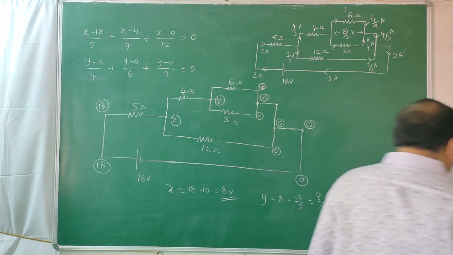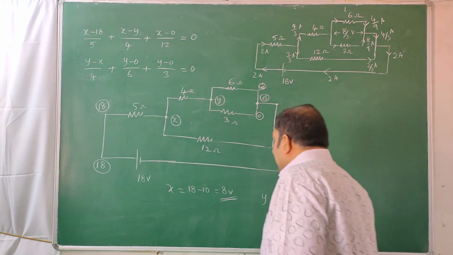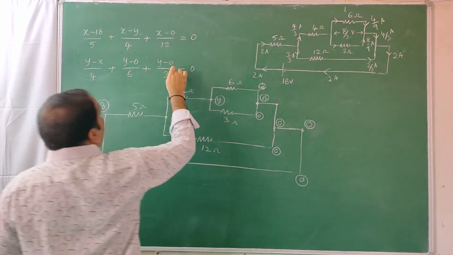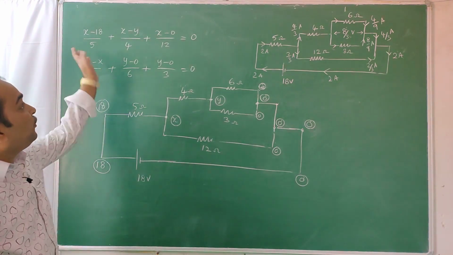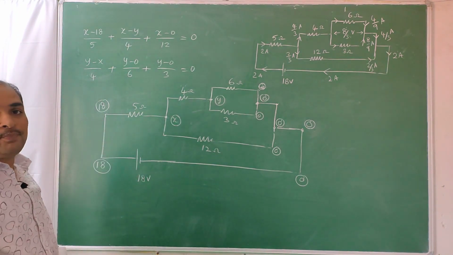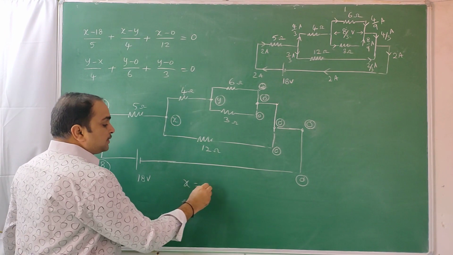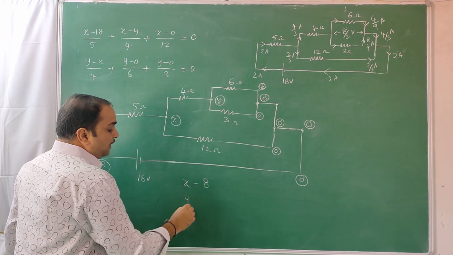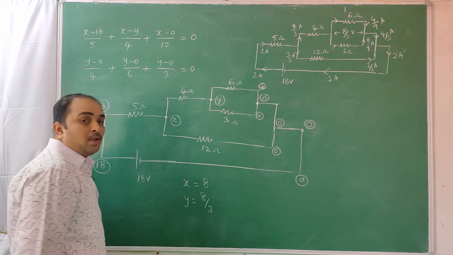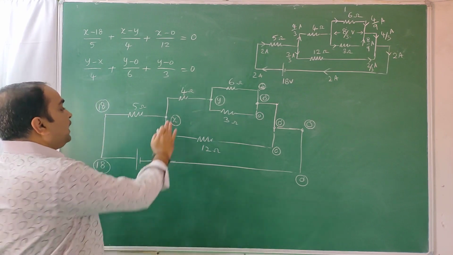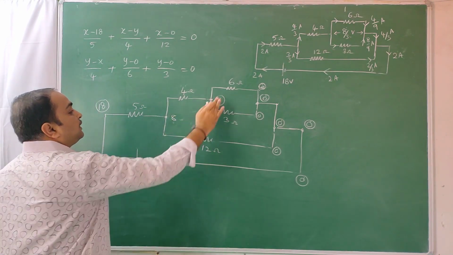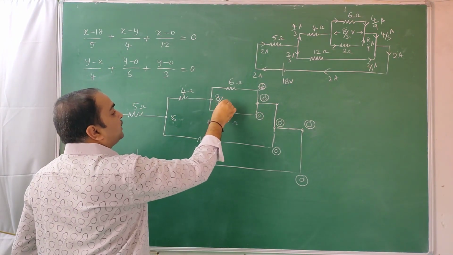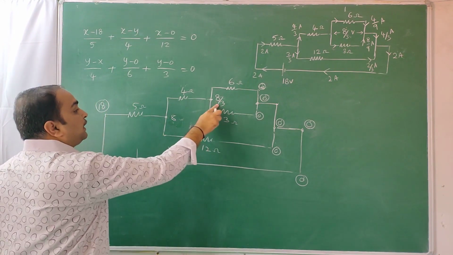For that, the student must take the pain to solve these simultaneous equations. Take the LCM, find x and y by solving them. In that way, you'll get the x value as 8 and the y value as 8 by 3. Once you know this as 8 and this as 8 by 3, you can calculate the current at every point.